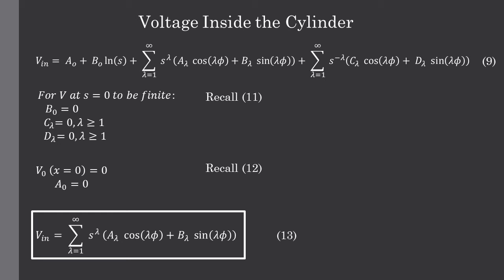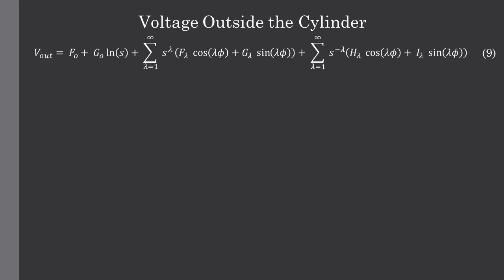And recall, our goal is to find the electric field inside this cylinder. However, we don't know A lambda yet, and we don't know what the B lambdas are yet. So we need to find all the A lambda and all the B lambda terms before we can go ahead and find the electric field inside. So we will need to look at the voltage outside the cylinder to get the next part of this.